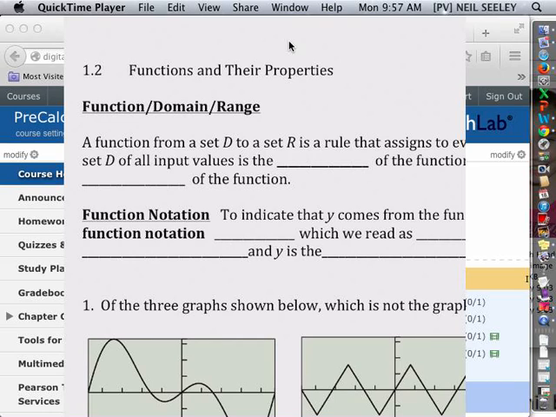Domain and range, we've mentioned this before. This isn't like new territory, as far as I know. The domain piece, the only thing about it is there's means of writing the restrictions on domain.